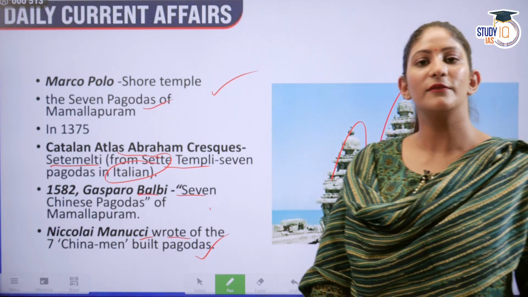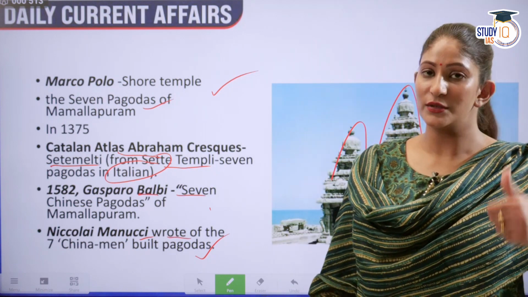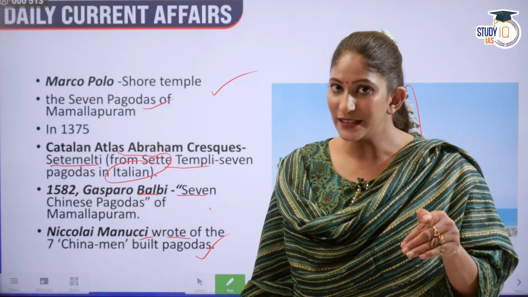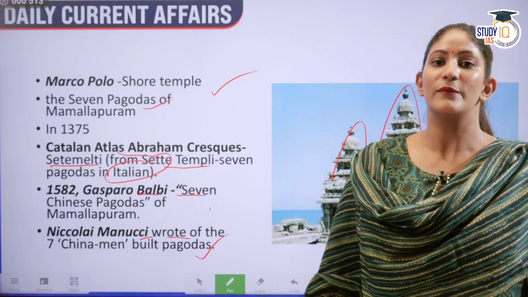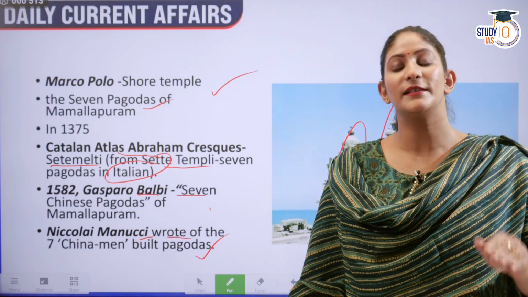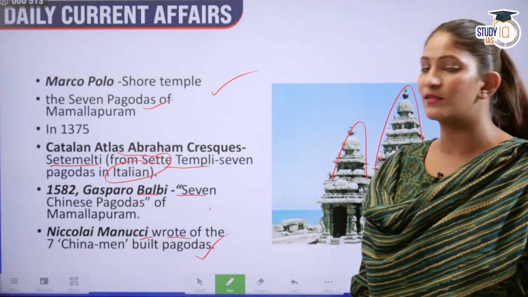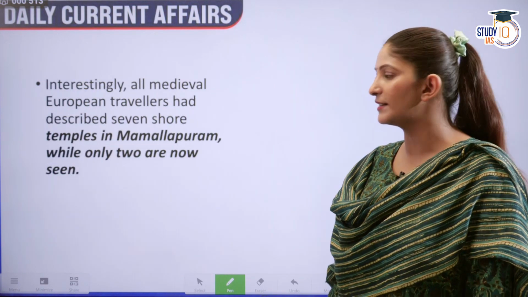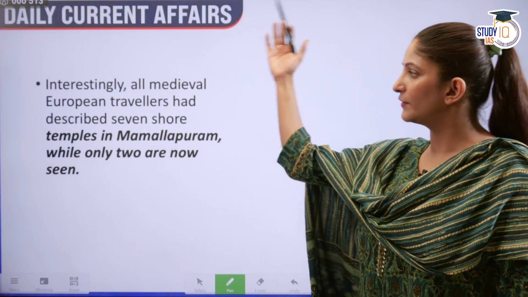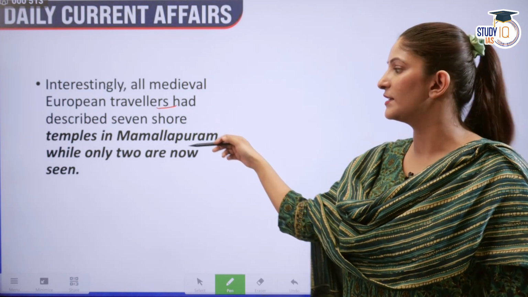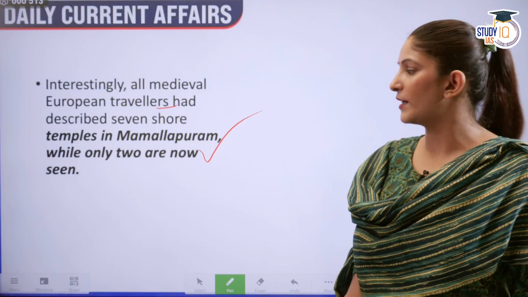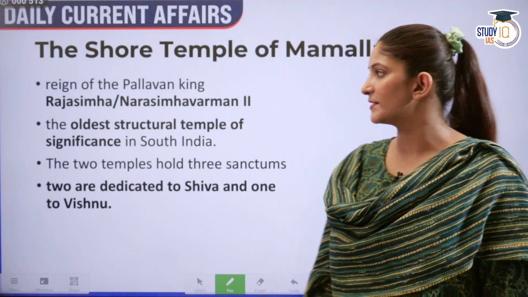So what about the other 5? It was found out through the tsunamis and through divers of the sea that there were other pagodas as well, but now they are under the sea. Sea level rise is of course not new, but it has been happening. So these medieval European travelers described 7 shore temples instead of 2.